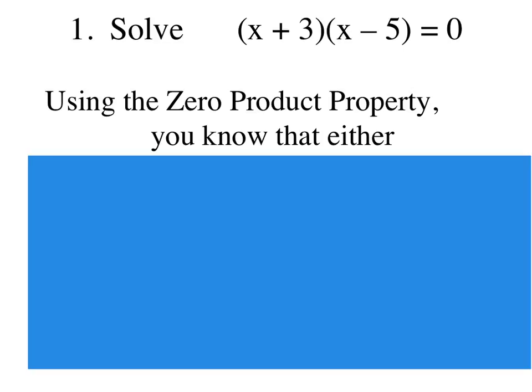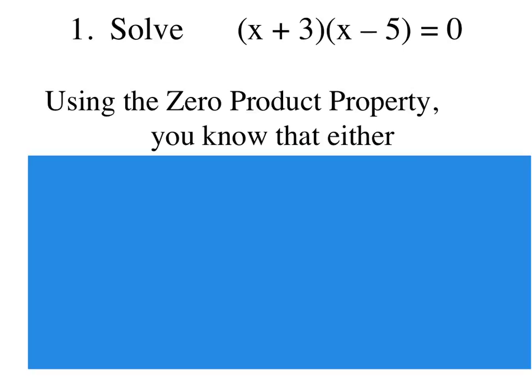So if we have something like x plus 3 times x minus 5, and again, these are already the factors of some kind of quadratic equation, using that zero product property, we know that if you have two numbers multiplied by each other and they equal 0, then one of them has to be 0, or both of them can be 0. So we're going to assume that maybe both are 0.